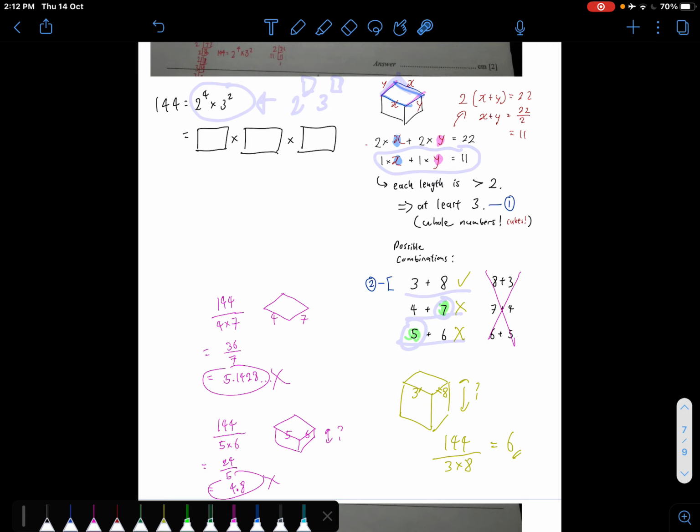5 and 7 are the weird odd one outs. You cannot rewrite them as 2 power something or 3 power something. So these two cases where it's length 4 and 7, where it's length 5 and 6, they're out. You're only left with this one single case, which means that it's very easy. You already know the length 3, you already know the breadth 8, then you can just divide the volume by the length and the breadth to get our height, 6.